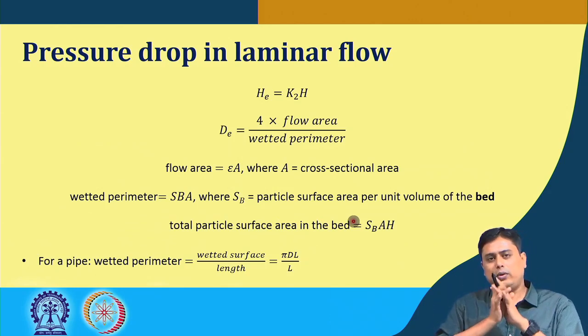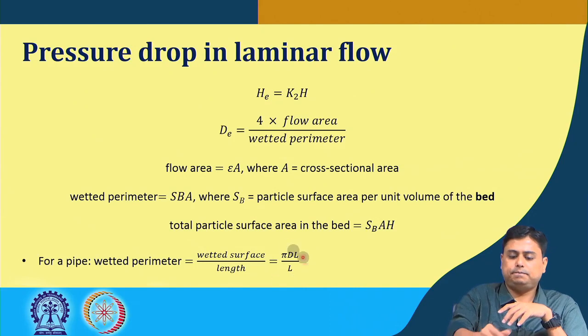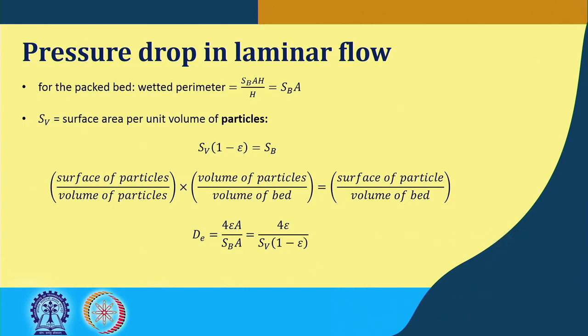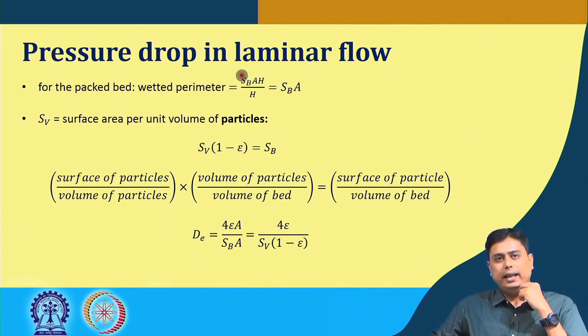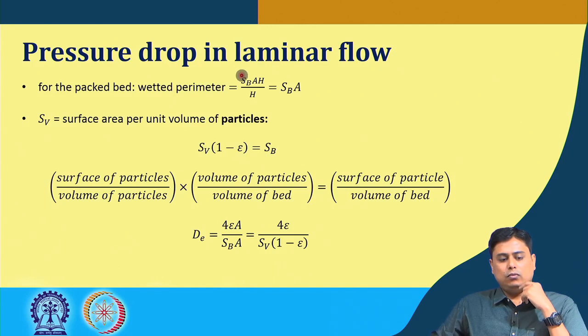Now, in another way you can think of this for a pipe: the wetted perimeter is the wetted surface by the length, which is pi d L by L. Okay. For a packed bed, the wetted perimeter analogous to that will be S B A H divided by the length of the packed bed, and that gives S B multiplied by the A value. So, this would be our wetted perimeter.